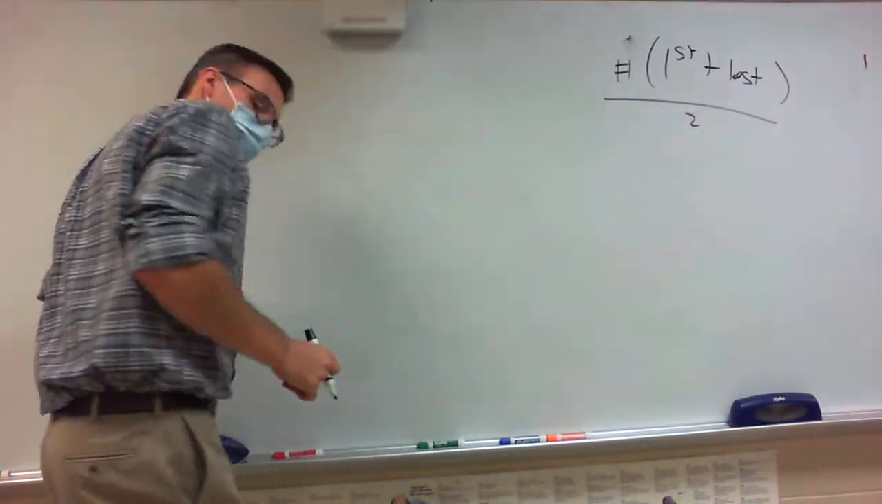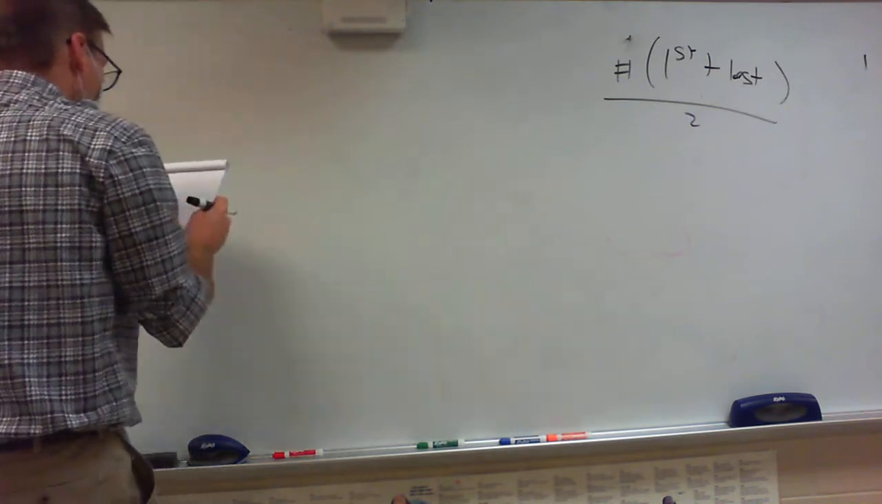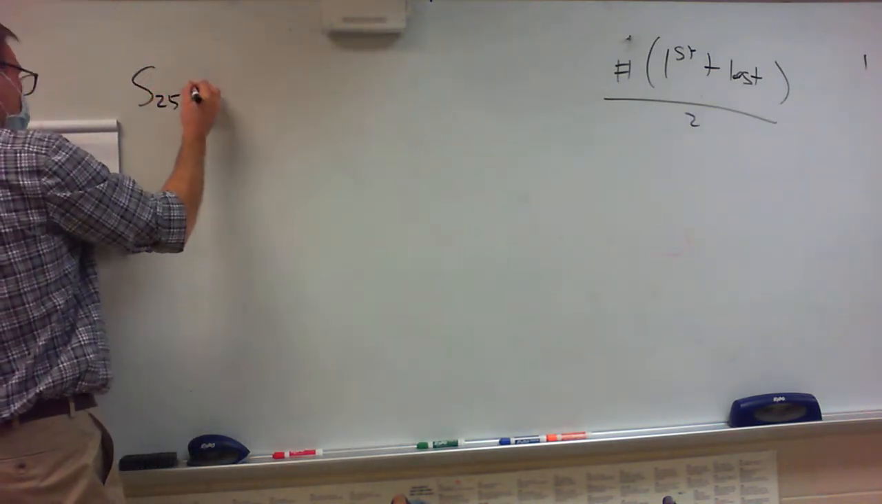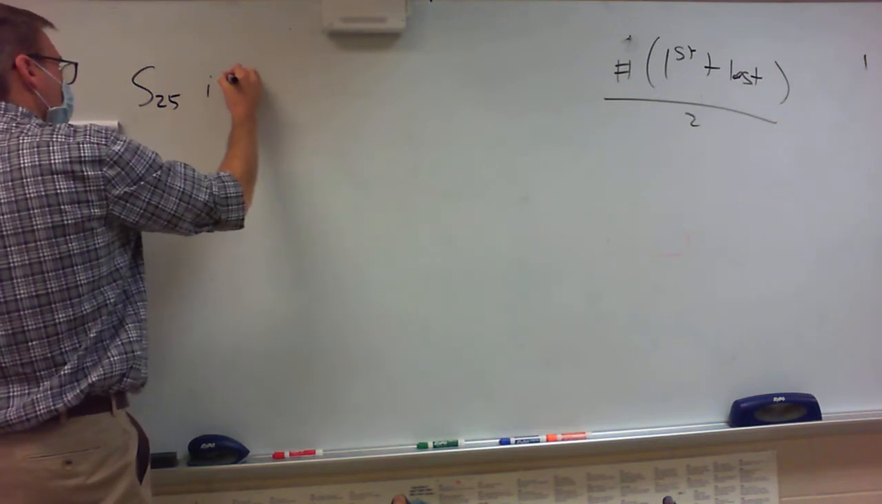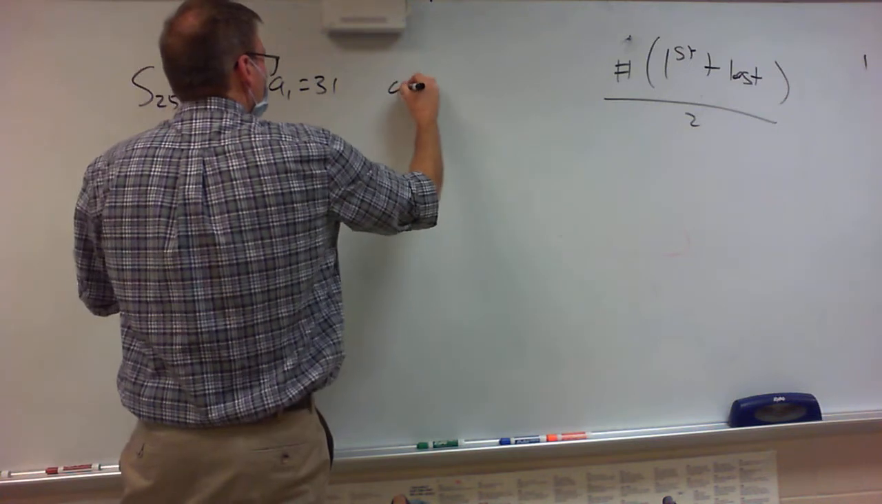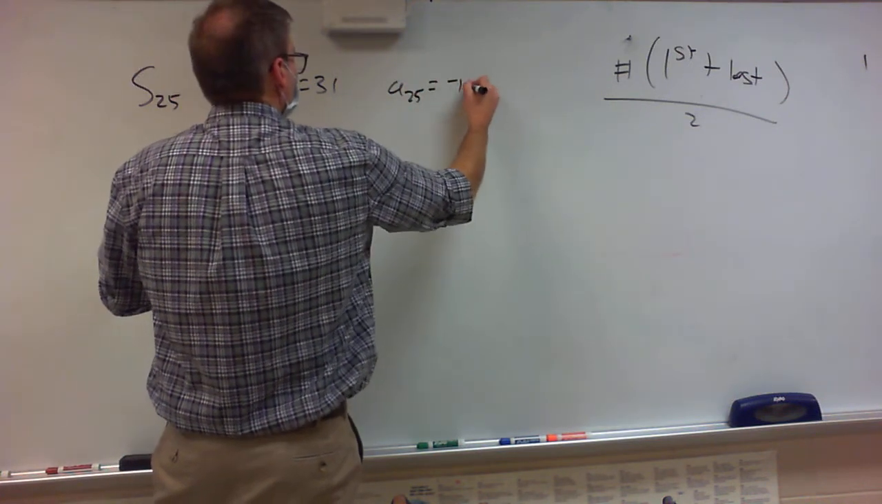And so let's look at some problems. I want to know what is S of 25 if A sub 1 is equal to 31 and A sub 25 is equal to negative 100.